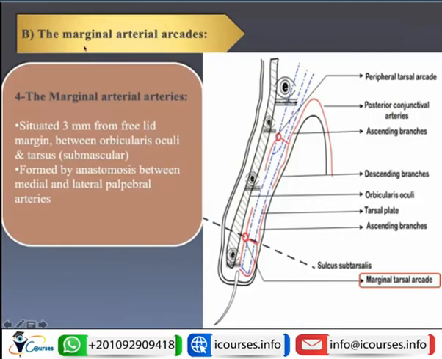Then the second blood supply will be coming from the marginal arterial arcade, or the arcades that are near the lid margin. They are situated about 3 millimeters from the free lid margin. They are also present in the submuscular space, and they are present at the area of the sulcus subtarsalis. They are made, as we said, by anastomosis between the medial and lateral palpebral arteries.